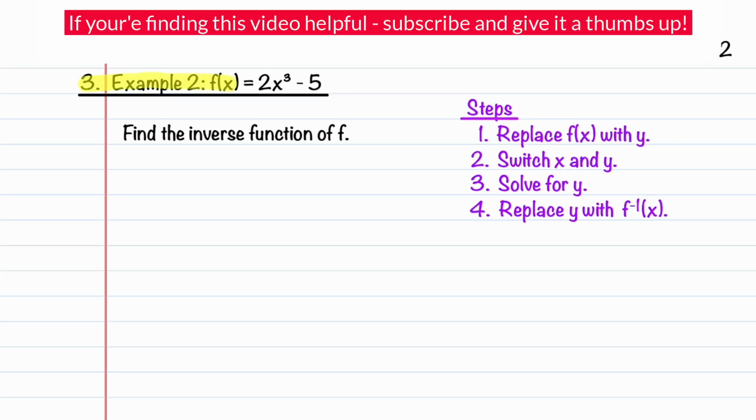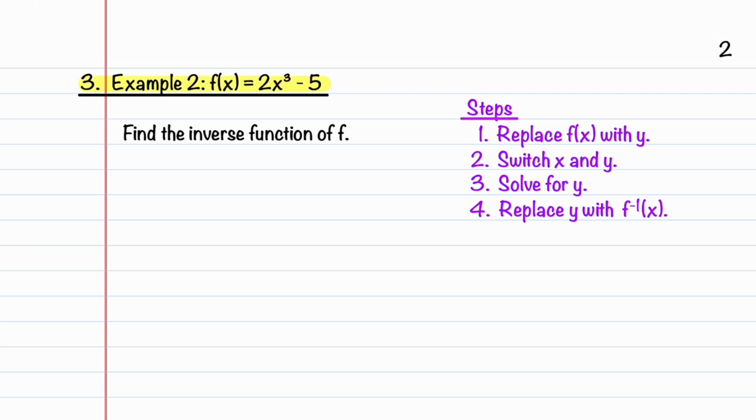Our second example is a cubic function. We're going to follow the same steps, and I've again written them here on the right-hand side to make things easier. Our first step is to replace f of x with y. So we write this as y is equal to 2x cubed minus 5. Our second step is to interchange or switch x and y. So y becomes x, and then our x becomes a y, just like that. Our third step, that's the hard part. That's when we have to solve for y.